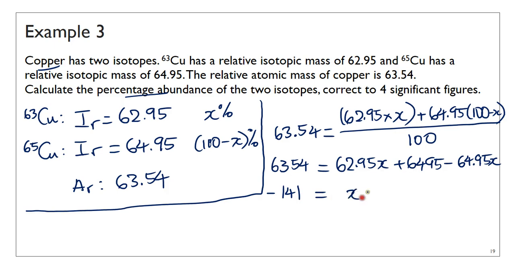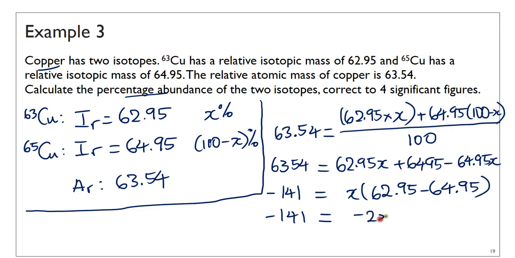So I'm going to take x out as a common factor. You get 62.95 minus 64.95. Well, I'm not teaching chemistry anymore. Minus 141. That's okay. Math is fine. 62.95 minus 64. I cannot believe I just did that in the calculator. Clearly can't teach math either. Oh my god, this is hilarious.